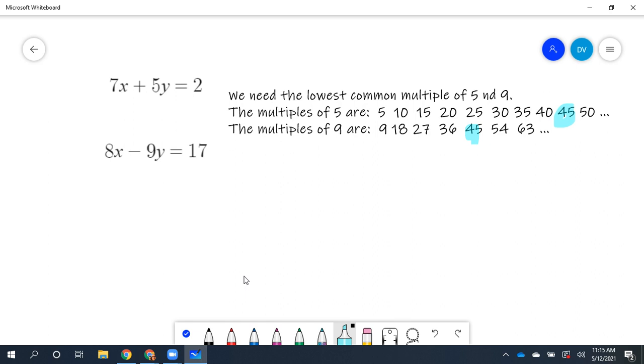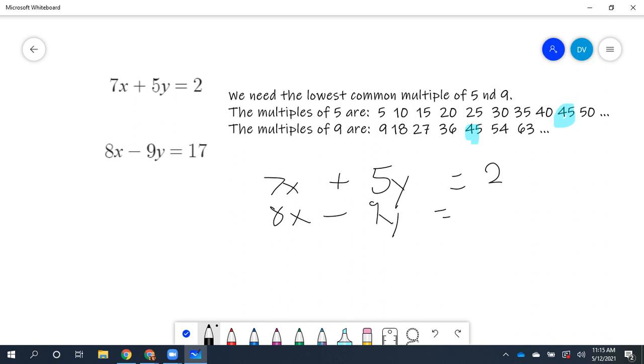So we're going to write these two equations like we always do. 7x. Is that hard to find those multiples, do you think? Yeah, it takes a minute. You're right. It's not hard. Did I write it down right? Yeah, 2. And then 8x minus 9y is equal to 17.